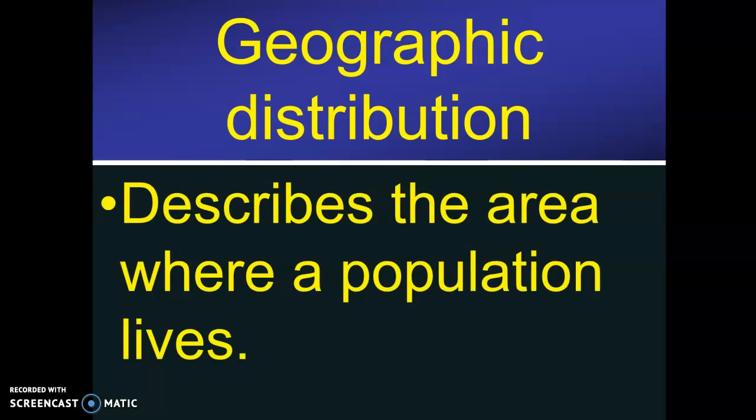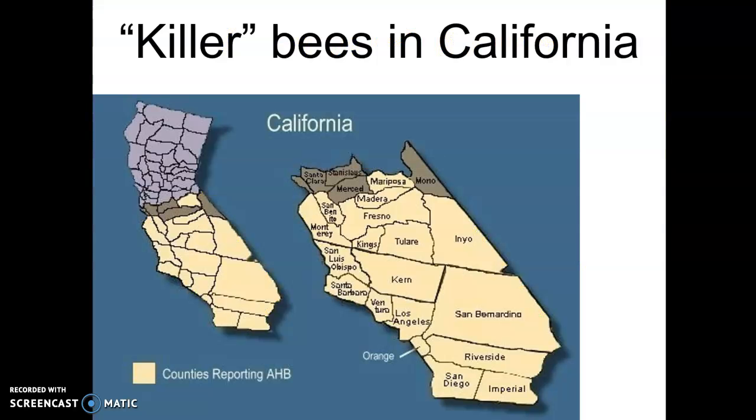So geographic, you're thinking location. Distribution, this is describing the area where a population lives. And that's pretty important. Sometimes it could mean we could just be looking at maybe a forest. Other times we can be looking at the southern part of California, like we see here, killer bees in California. So it's important for ecologists to study this so they know how far species, like what their range is, especially when they're trying to figure out their population.